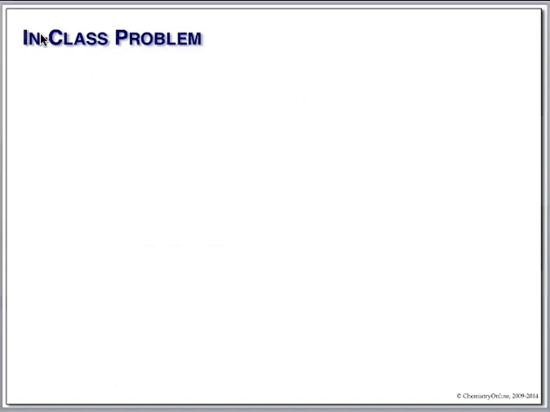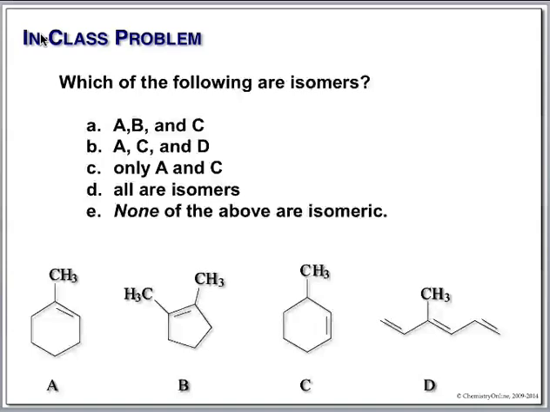Which of these are isomers? Remember, isomers are going to be the same numbers and types of atoms, simply arranged differently in space. These are all clearly different molecules. So what you want to do is make sure they have the same numbers and types of atoms.